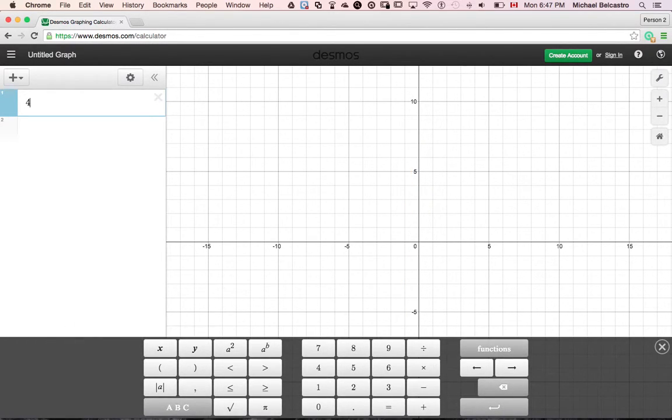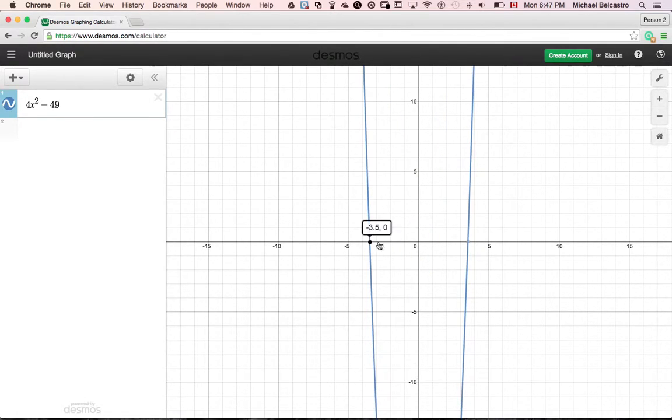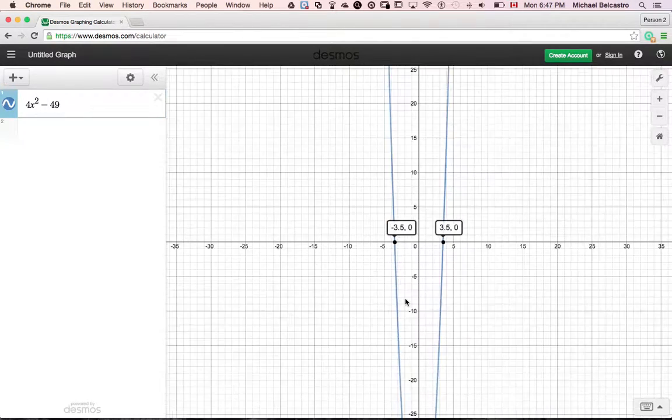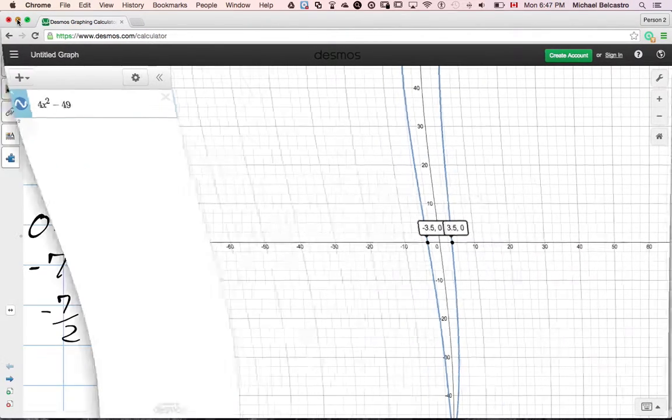Let's bring up a little graph here to help us out. It was 4x squared minus 49, I believe. And our x-intercepts, negative and positive 3.5. Okay, so exactly what we're looking at.